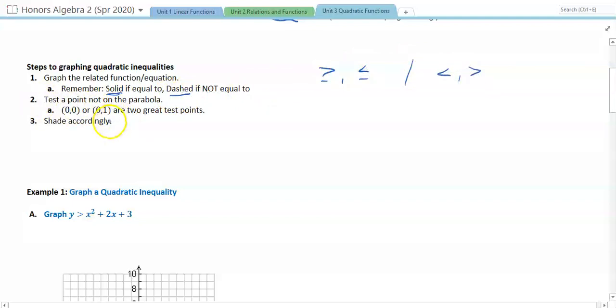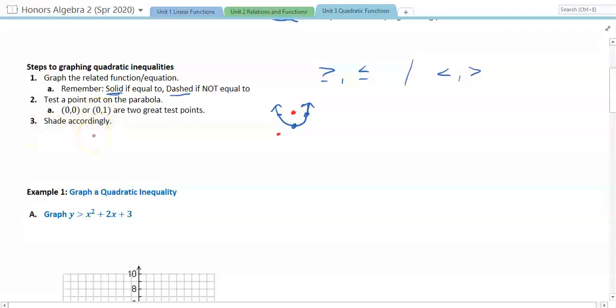Our second step is to test a point that is not on the parabola. If I've got my parabola drawn, I'm not testing a point somewhere along the parabola. I'm testing a point that is either inside the parabola or outside the parabola. Two really good test points are the origin (0, 0) or (0, 1), because you'll never have both in a function. Plugging in (0, 0) is really nice because anything multiplied by 0 is 0, and anything added to it is itself. And (0, 1) is really nice because that just puts a 1 for y, and it again makes a great test point. Then shade accordingly.